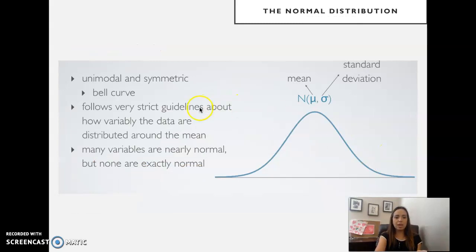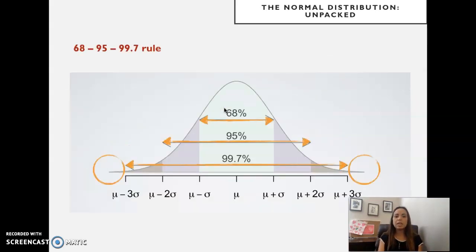First, I just told you that the normal distribution follows very strict guidelines about how variably the data are distributed around the mean. And here's what I mean. For a normal distribution, there is this thing called the 68, 95, 99.7 rule. And that rule says the following. 68% of the data is expected to fall between the mean minus 1 standard deviation and the mean plus 1 standard deviation.